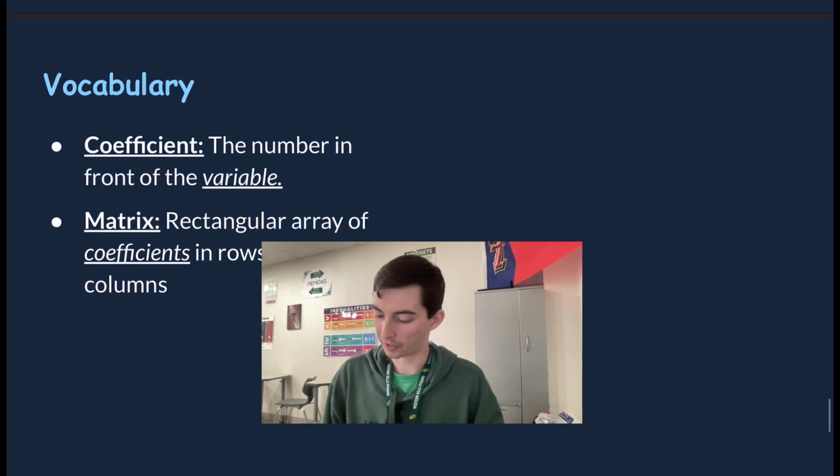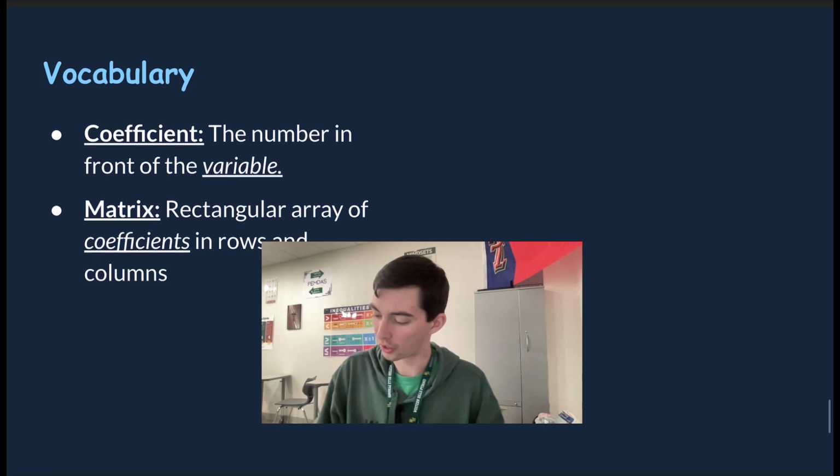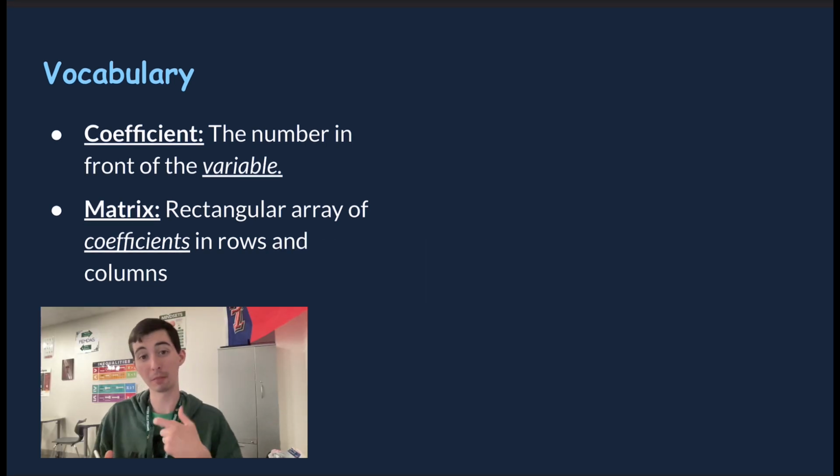So some vocabulary. First, a term that we should know, coefficient, is the number that's in front of a variable. Okay? Coefficient is just the number in front of the variable. And like I said, we're going to use these things called matrices. That's plural for matrix. A matrix is a rectangular array of coefficients in rows and columns.